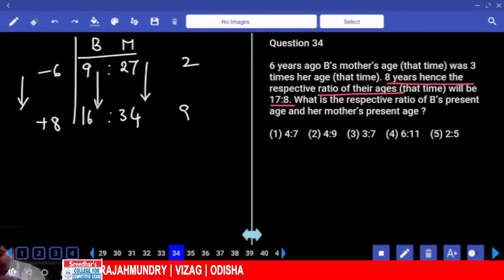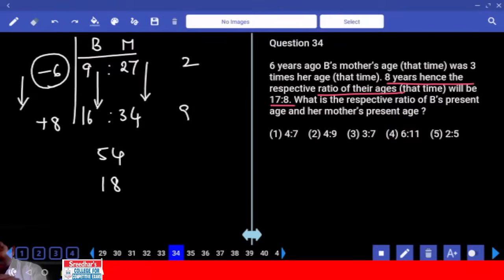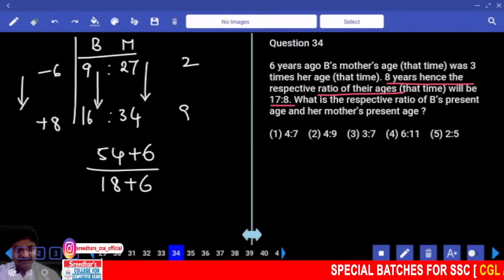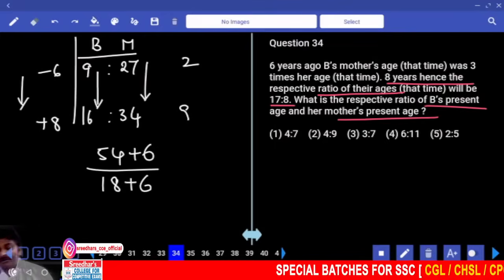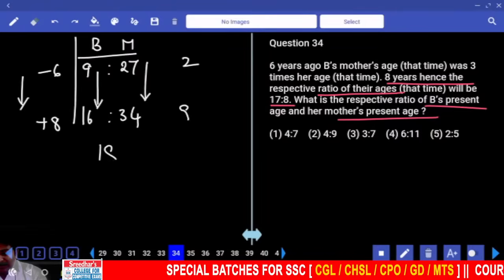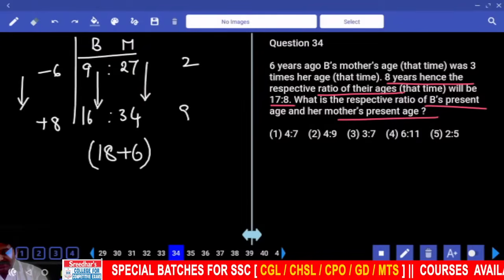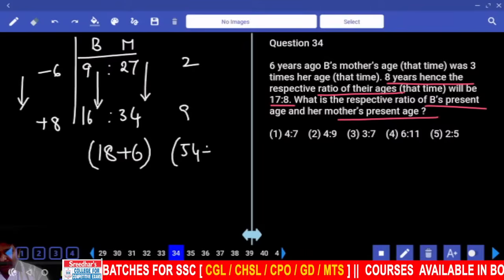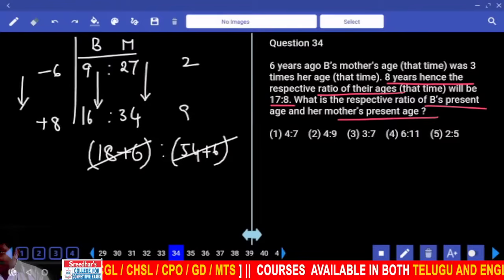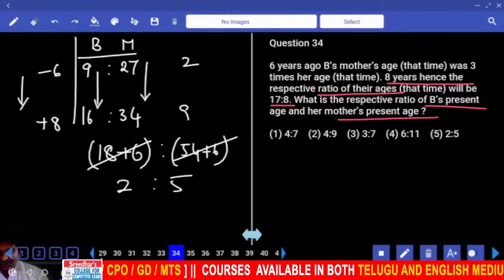Are you fine? When are those ages, mother's age and B's age, 54 and 18? 6 years back. To get the present age, you have to add 6 years only. Now the question is to identify B's present age to mother's present age. Present age of B 18 plus 6, mother's age 54 plus 6: 24, 60. 12 2 times, 12 5 times.